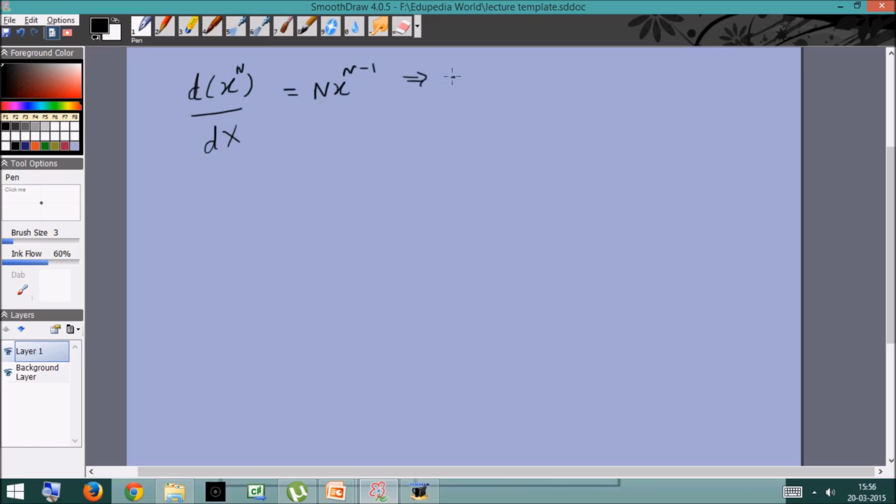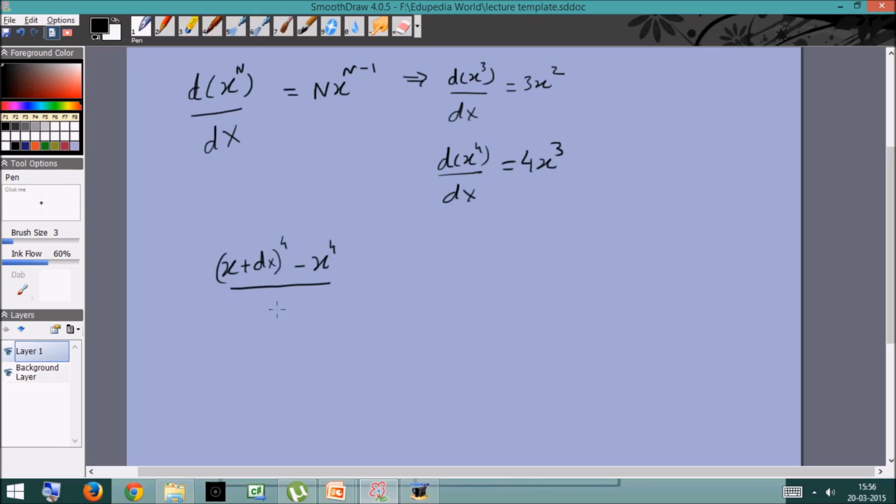That means the derivative of x cube by dx is 3x square, which we just saw how to calculate. The derivative of x to the power 4 by dx is, you put the value of n as 4, we'll get 4x to the power 3, that is 4x cubed. You could try to calculate this as well. I'll give you the formula for how you'll calculate it. You just need x plus dx whole to the power 4 minus x to the power 4 by dx. You keep solving this, and in the end you put the limit dx goes to 0.